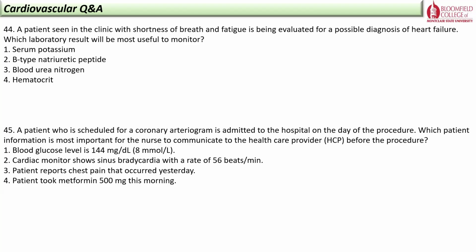That confirms the diagnosis. So 45: a patient who is scheduled for the coronary arteriogram, which is cardiac cath, is admitted to the hospital for that procedure. Which information is most important for the nurse to communicate to the PCP before the procedure? Our first question was very similar to the same concept for this one.